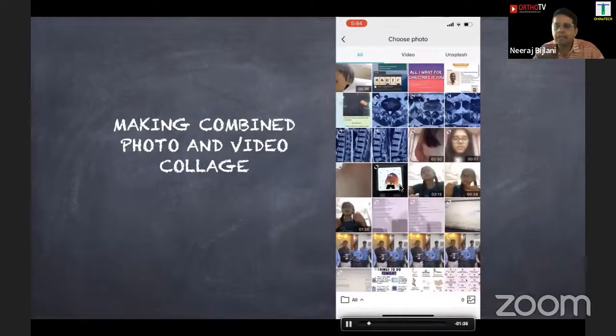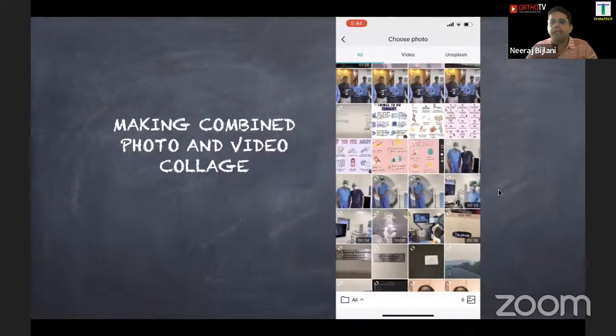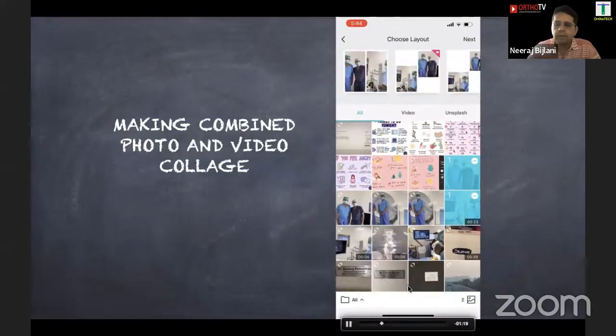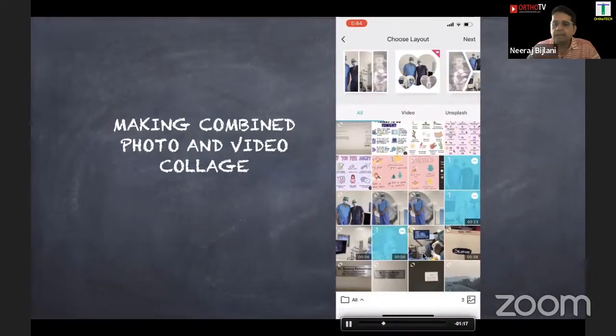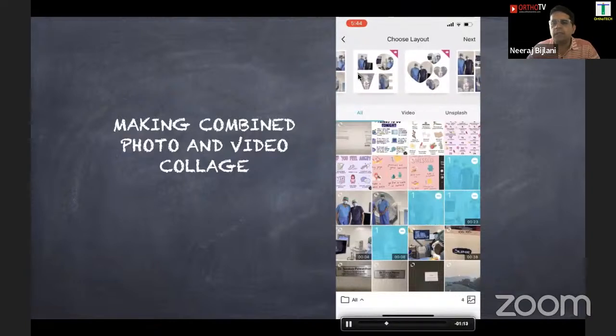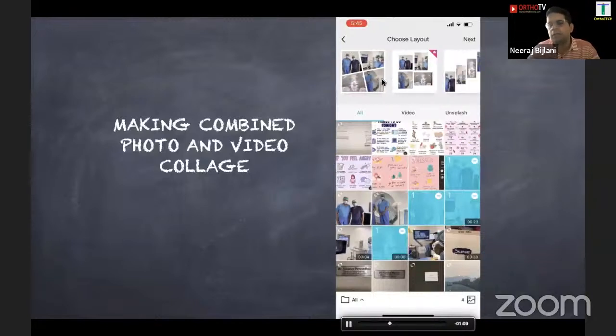There are so many photographs. Last year I had a chance of visiting Sancheti Hospital where they have installed the OAM, and Dr. Shailesh Adgaonkar demonstrated the surgery using the OAM. So I'll select these four photographs and a video. I will keep on selecting. I select up to four and it automatically gives me options. These are not the good options, so I'll select a plain option, which was the first one.